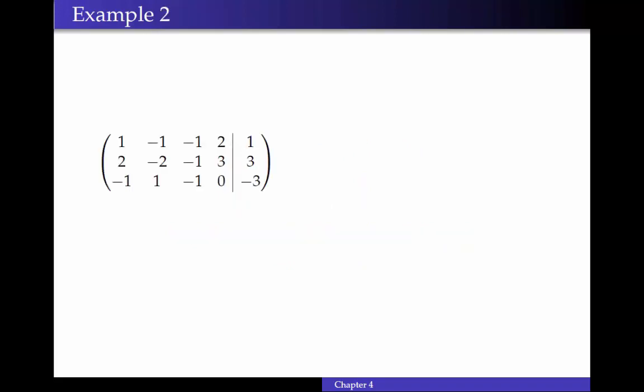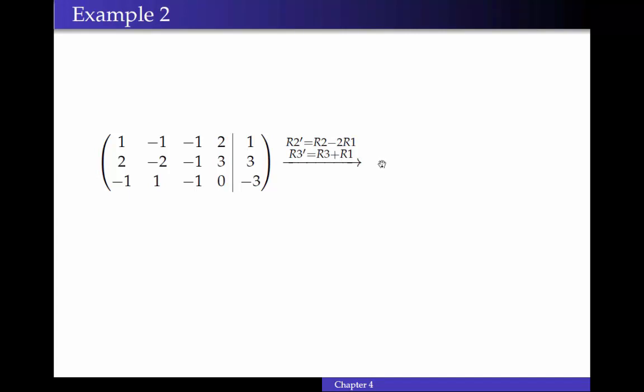Okay, so let's look at another example. Here we're going to go through a little bit faster. First we identify the pivot, and then we want to eliminate the entries below it. So the first thing we'd do is eliminate the 2, and to do that we would subtract 2 times row 1.